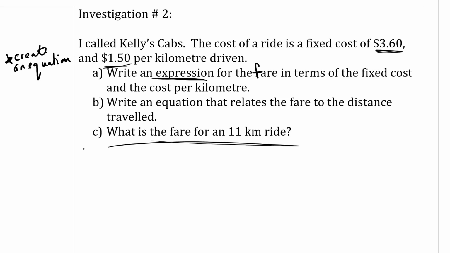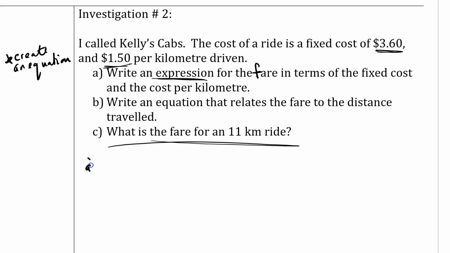I bet if I said, here's the information, it's a fixed cost of $3.60 and $1.50 per kilometer driven, I bet you could do 11 kilometers. And what you're actually doing is you're creating a little equation in your brain, and you don't even know it. What we're doing right now is we're going to formalize it a little bit. First of all, we're just going to write the expression.